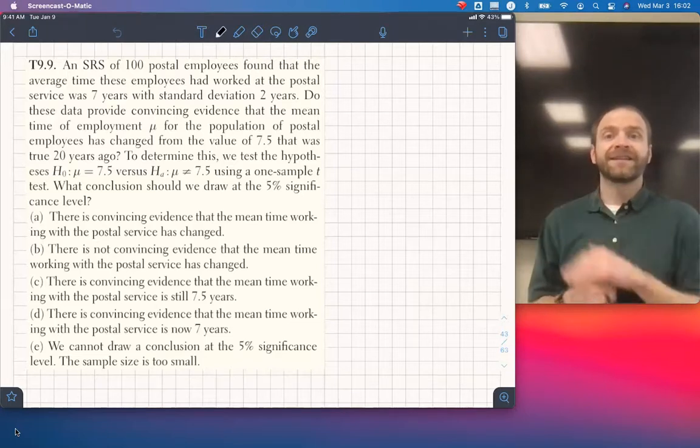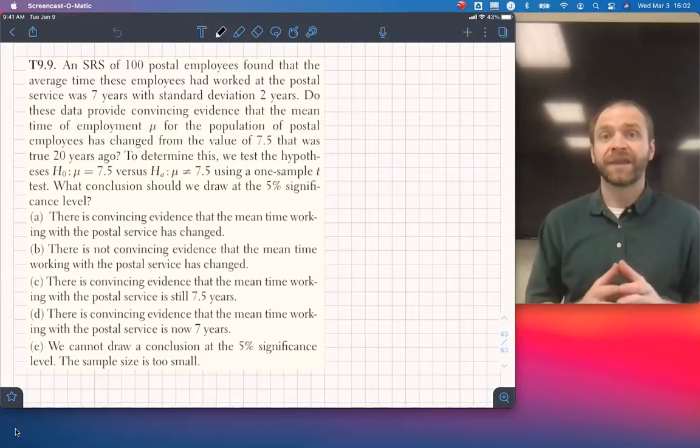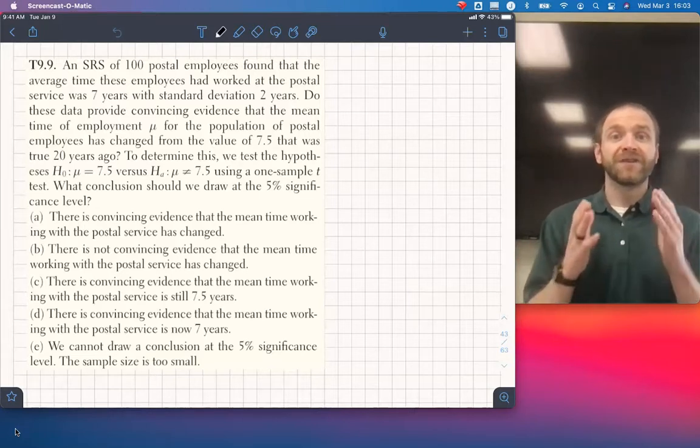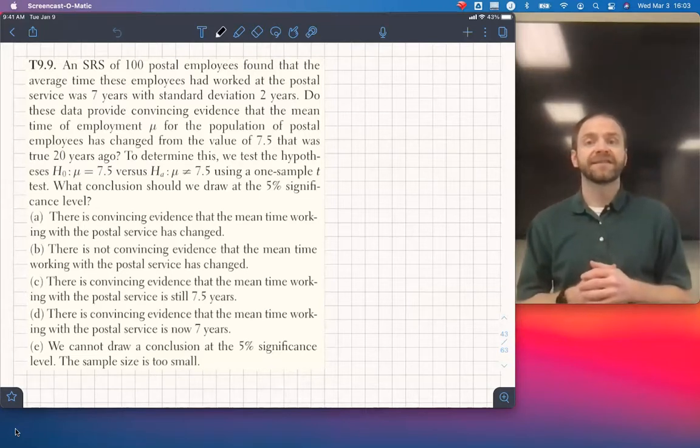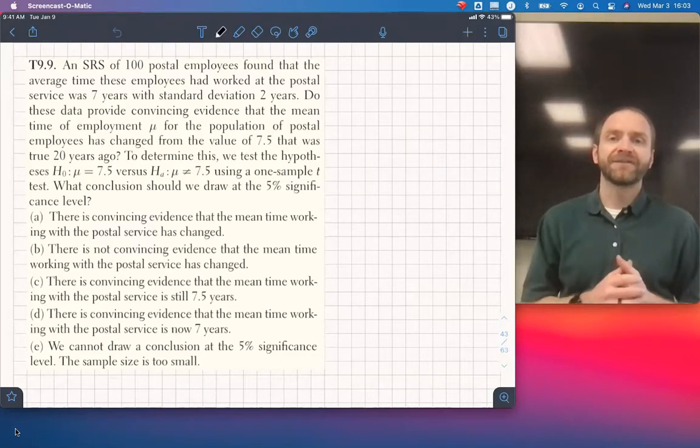So that's why in the next sentence, you can see your null hypothesis is that mu equals 7 hours, and your alternative is that mu does not equal 7 hours. It's going to be a two-tailed significance test. And we're asked, hey, what conclusion can we draw at the 5% significance level?